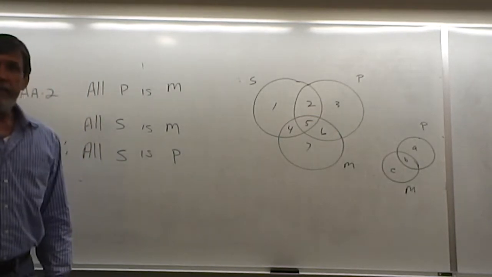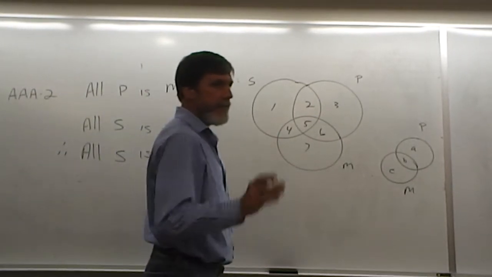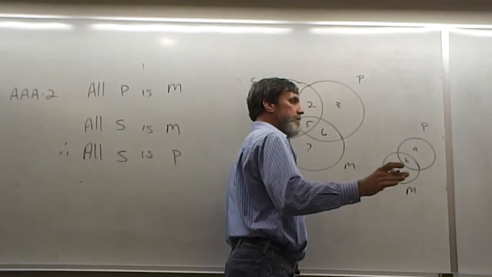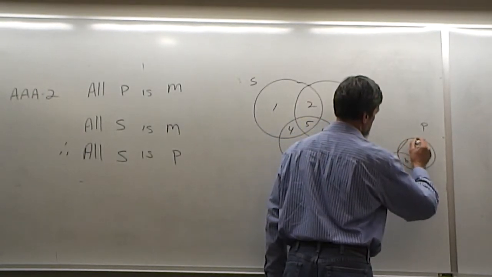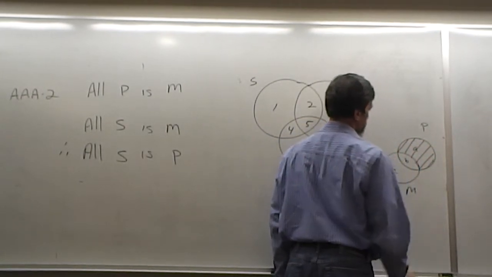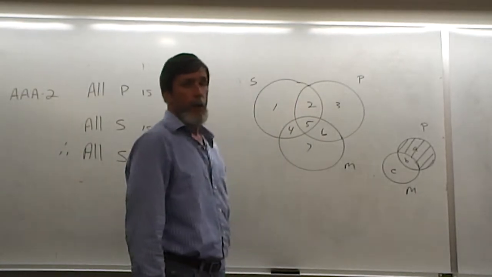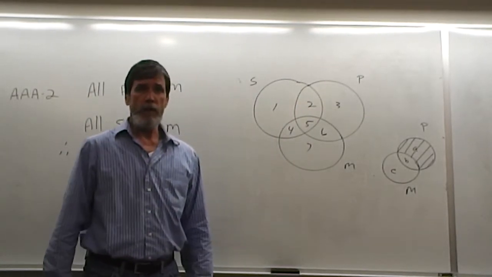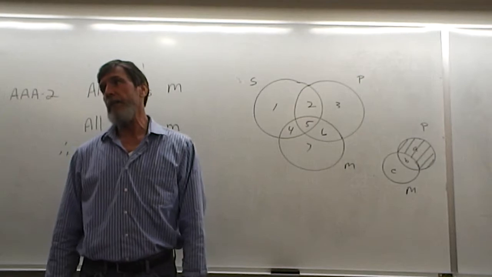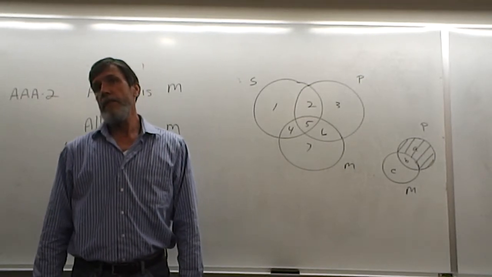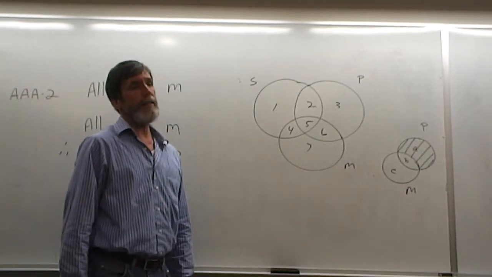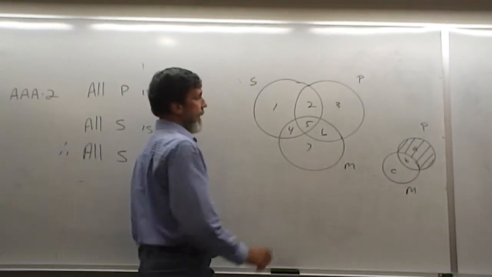When we diagram all P as M, we're going to crosshatch segment, that's right, A. Locate that same segment or the corresponding segment on the three-circle diagram. Yeah, you should recognize it as 2, 3. That's what needs to be crosshatched.